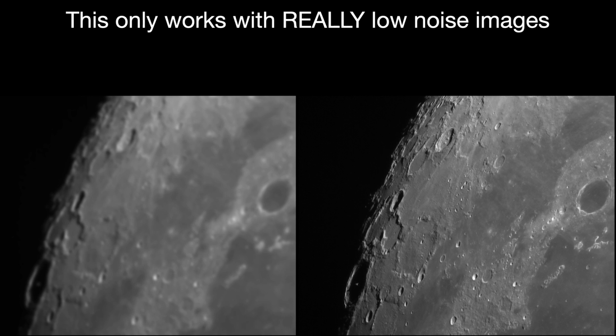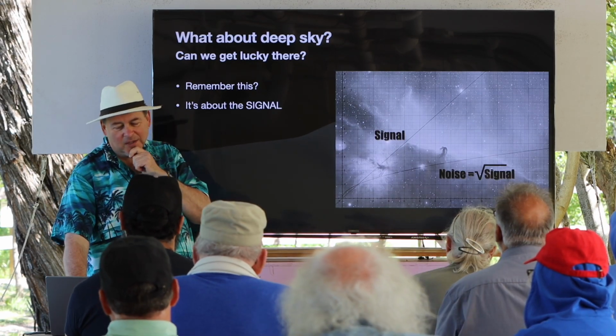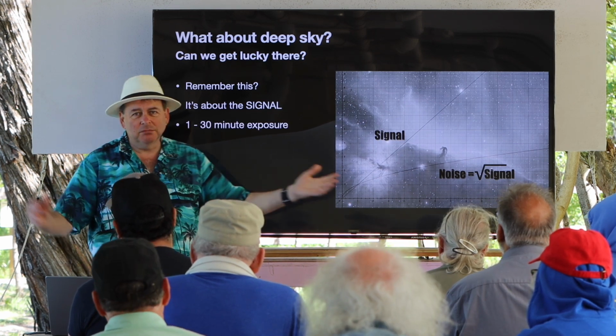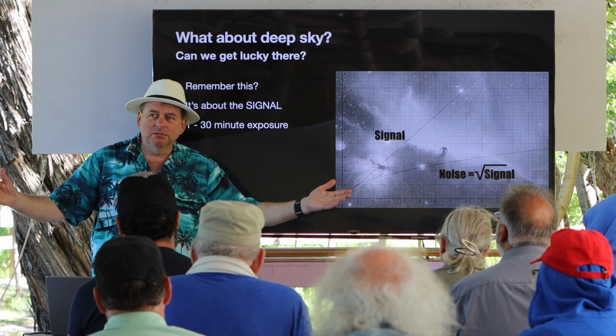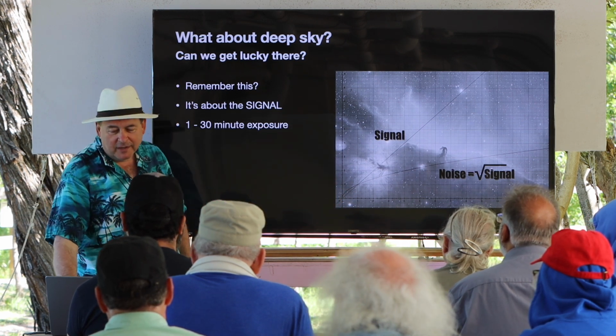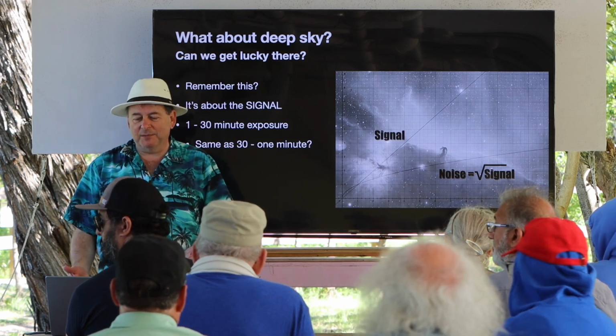All right, what about deep sky? Can we do Lucky Imaging with deep sky? I don't know. Remember this graph? It's all about the signal. So with 1 30-minute exposure, you get lots of signal, and a little bit of noise. Sometimes you can quit there, depending on what you're shooting. That's great, but we don't do that. We take lots of shorter exposures and we stack them together.